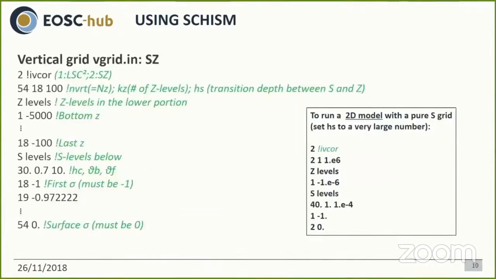This is an example of the vgrid.in file, which stores the parameters about the vertical coordinate system used. Here a hybrid SZ grid has been chosen with ivcor equal to 2. Following this number, there are the total number of levels, the Z levels, and the HS depths. The Z levels start from the bottom to the transition between S and Z levels, and then you will find the S levels with the parameters the HC depths, theta_b and theta_f, and the Z levels starting from the transition between Z and S and the surface. Most of the time, in OpenCoast, you will use a 2D configuration with 2 levels and 1 layer.